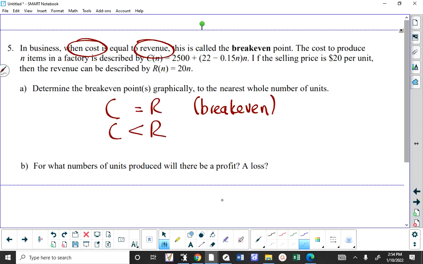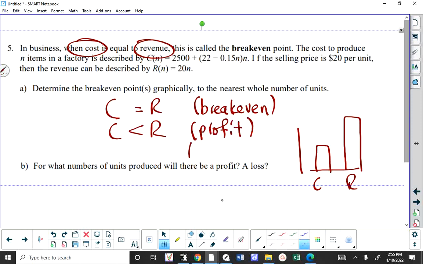Actually, no, it's a profit. This is saying your revenue is more than your cost. This is my cost. Here is my cost. Here is my revenue. This is actually profit. And deficit or loss would be that.